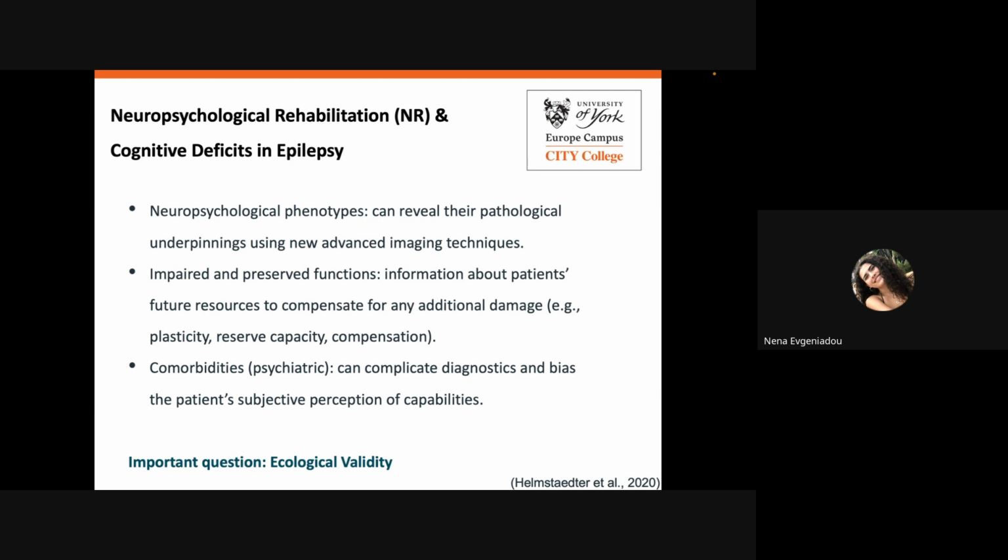So we now also have the why. Why do we need all this information while building the neuropsychological profile? What factors are influencing, and what can we get out of it?